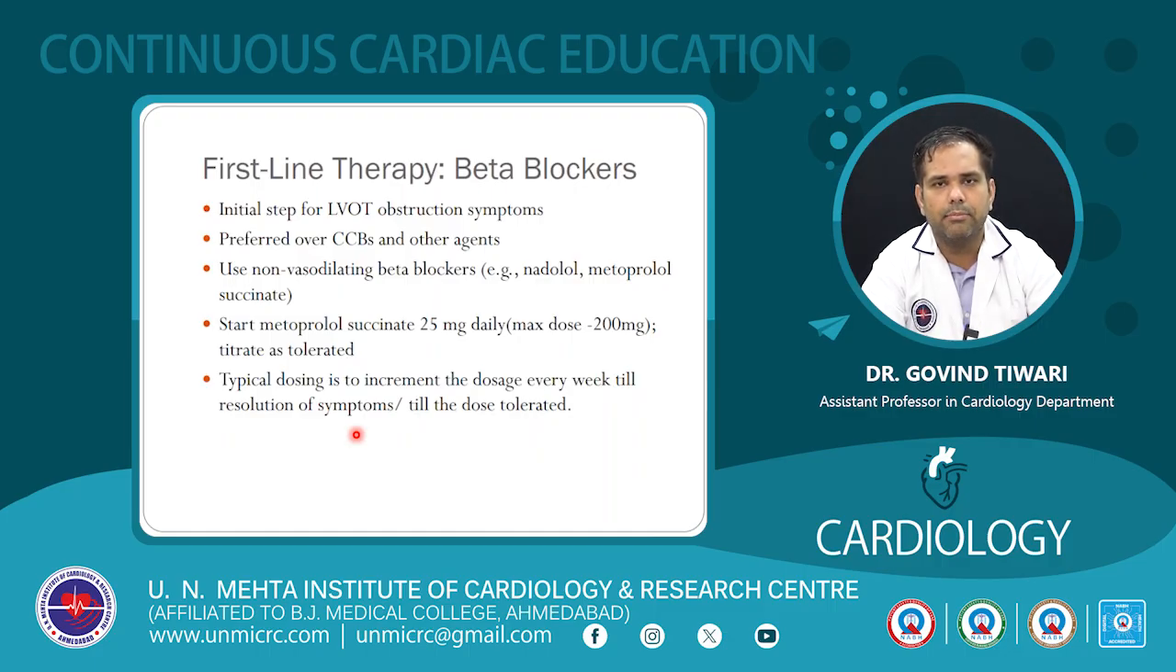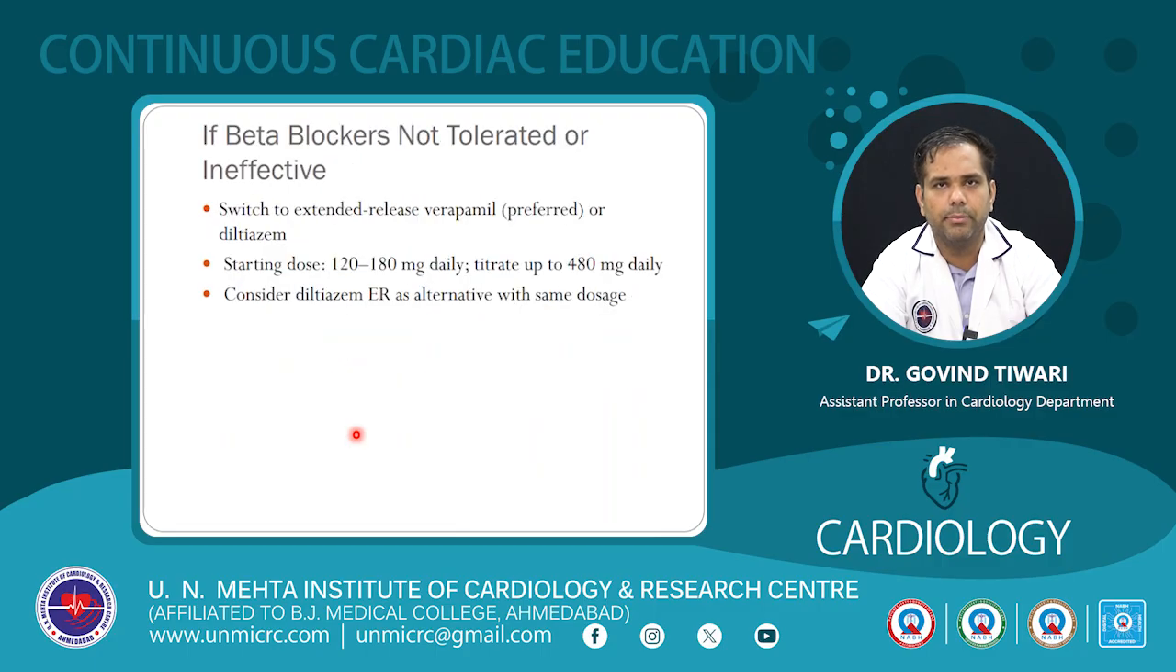Typical dosing is to increment the dose every week till resolution of symptoms or till the dose is tolerated. For example, the patient has come to you, has HOCM with LVOT obstruction. You start a beta blocker, for example, metoprolol at 25 mg once daily. Second week, you titrate up to 50. Third week, up to 75. Fourth week, up to 100, till resolution of symptoms. What happens when the patient is not able to tolerate beta blocker? We'll see.